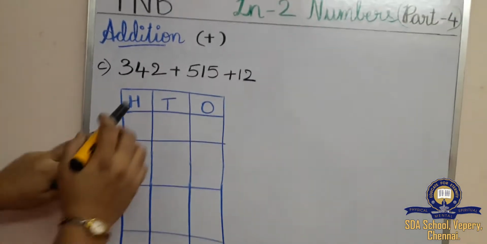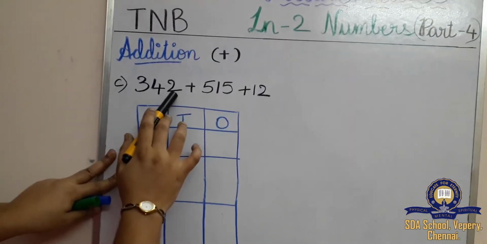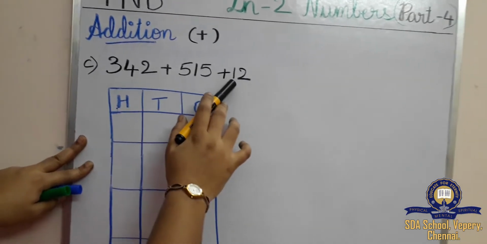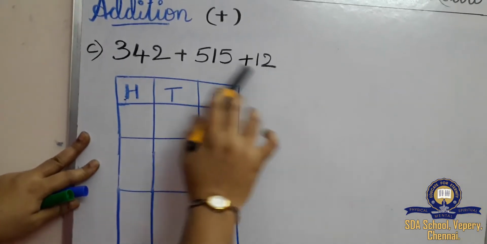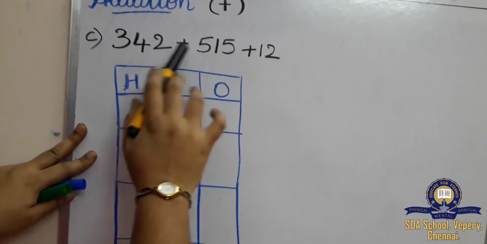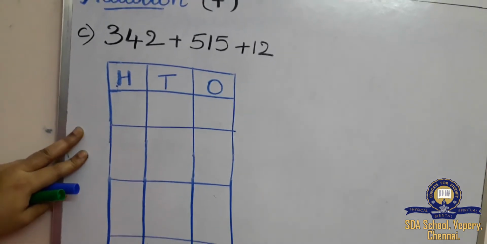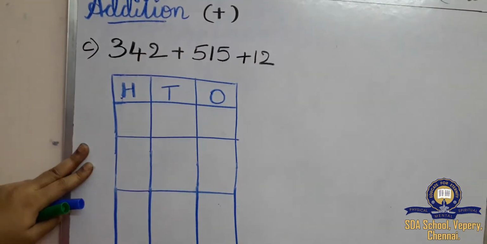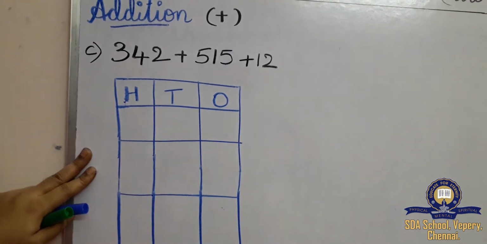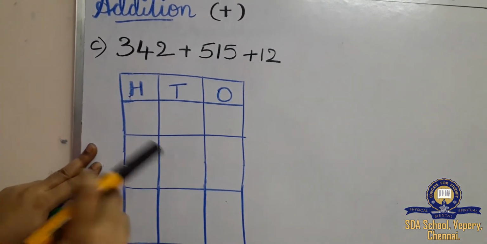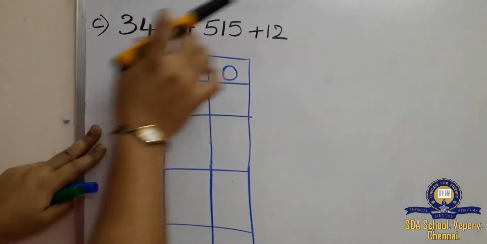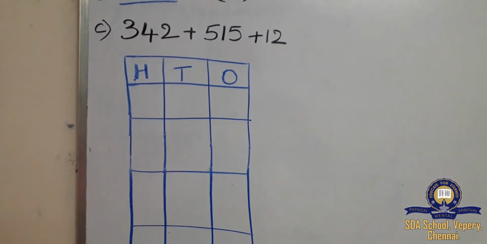Okay, see children, here we have 3-digit numbers, right, and a 2-digit number. So how many numbers do we have in total? See here, 1, 2, 3. It is very tough for us to add in that previous method. Now this is another method in which we can add easily. I will show you how.